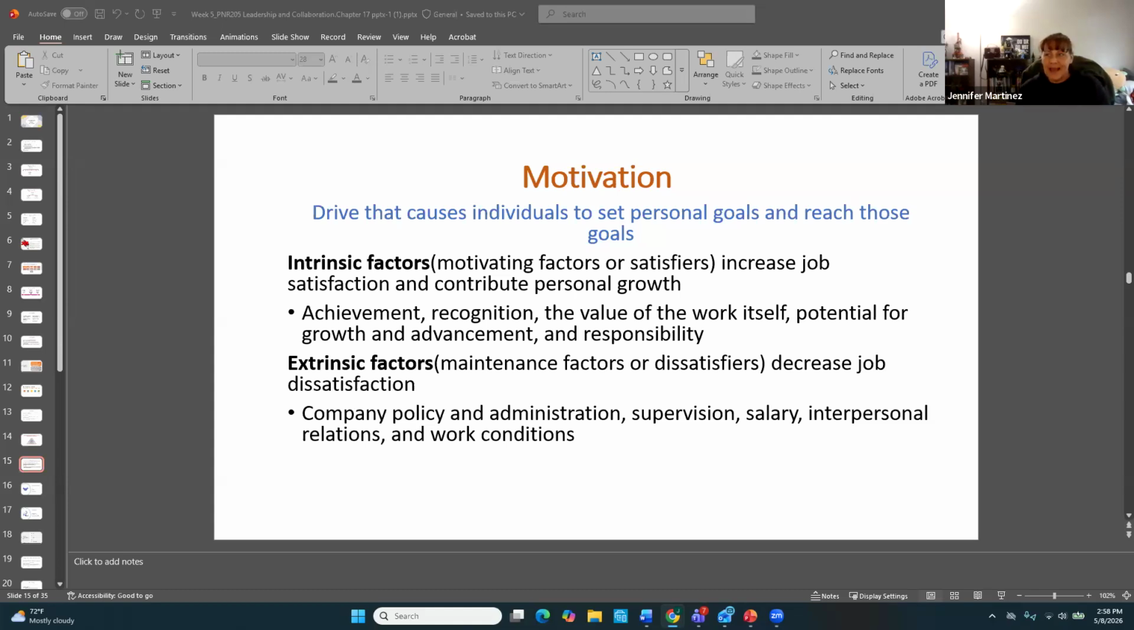Your extrinsic factors, okay, these are what we call maintenance factors or dissatisfiers. All right, so they're a little bit different. These are things that would decrease your job satisfaction, which could be a variety of things, right? It could be company policies, administration, supervision, salary, interpersonal relations, work conditions, right? Those are all the things that could potentially lead to you being dissatisfied with your job.